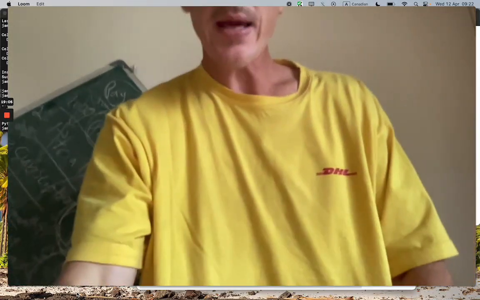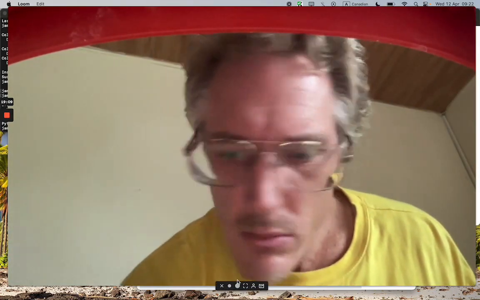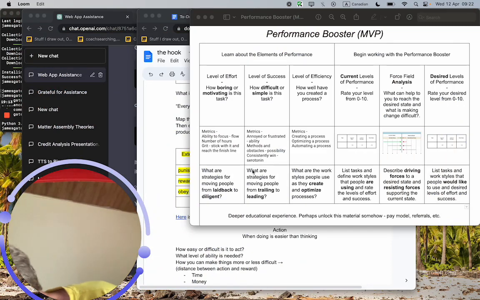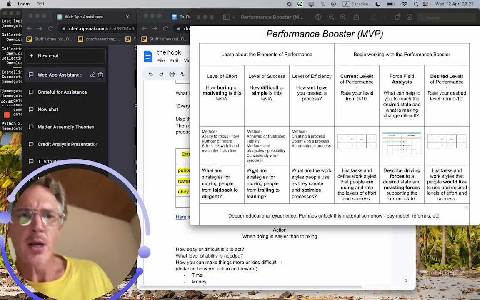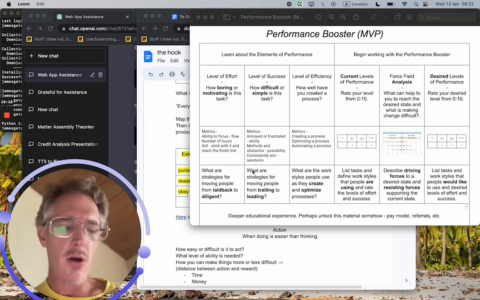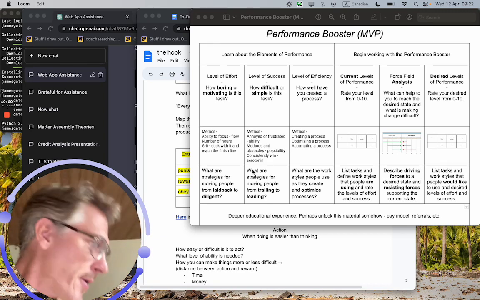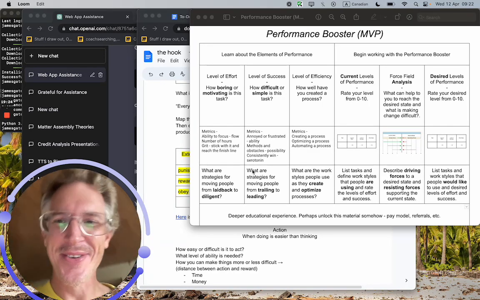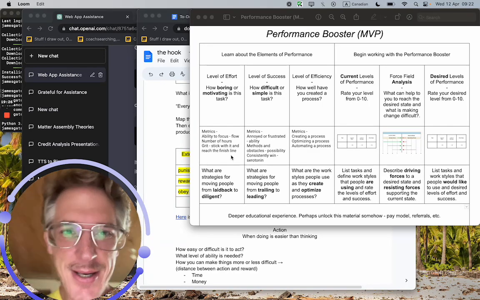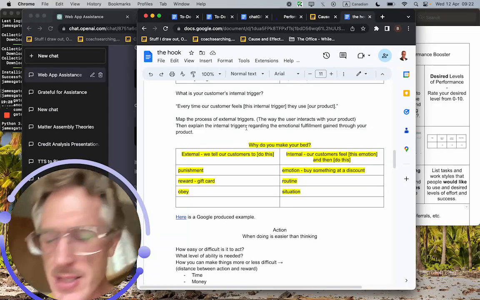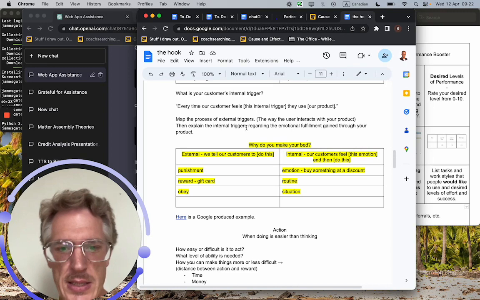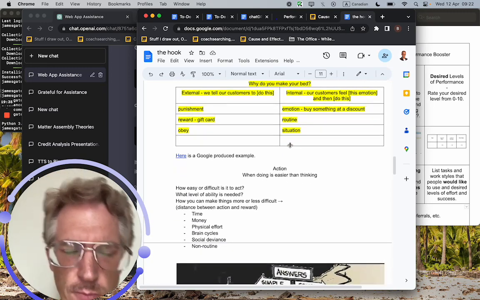Now, if we go back into this concept that we call the hook, then what I want to point out is this concept of action.